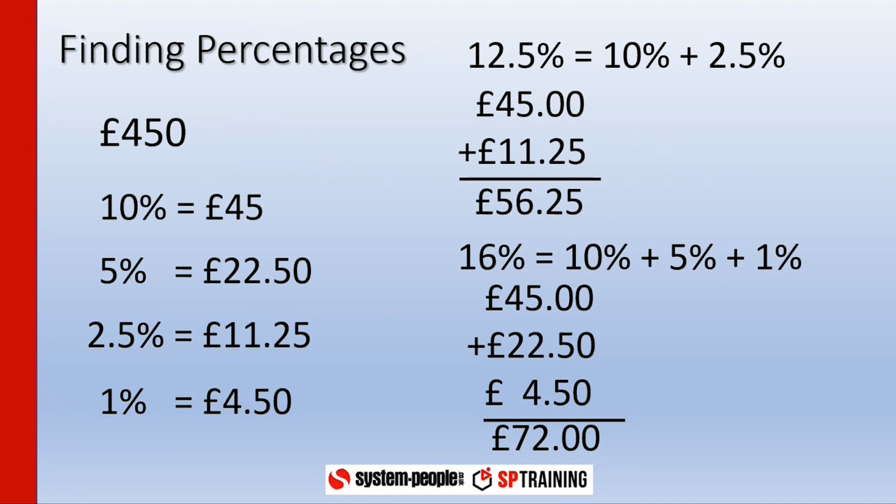We could also find 20% by doubling the 10, and all different combinations of those using those percentages. But if we can find 10%, 5%, 2.5% and 1%, we can then make whatever percentages we need for that.